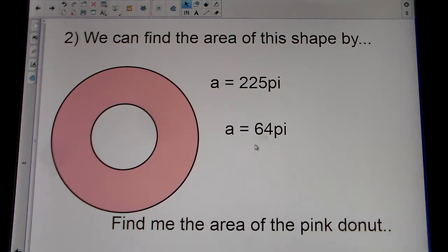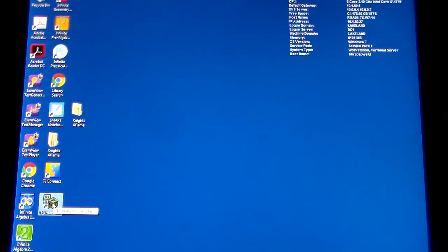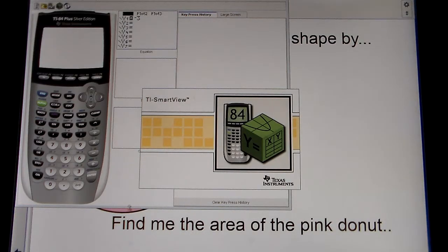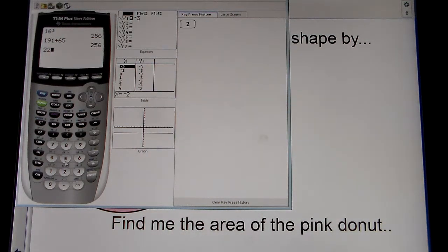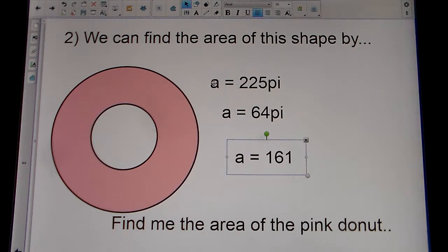225 minus 64 pi. Well, 225 minus 64, we could use our calculator and we could find that out. Let mine load. So 225 minus 64. That will get me 161. So this area is equal to 161 pi. And I believe we're talking about feet, so it would be feet squared. So 161 pi feet squared.